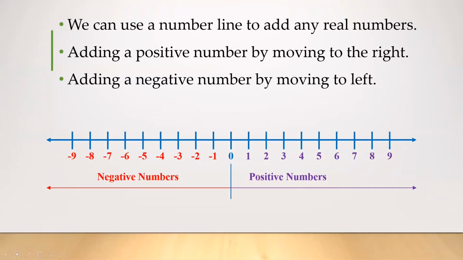Remember, we can use a number line to add real numbers. Adding a positive number, we move to the right. Adding a negative number, we move to the left. Now, while this topic is adding and subtracting, what you have to keep in mind, the rules of integers for subtraction is that we change them to addition. So really, we're always adding when this comes about.